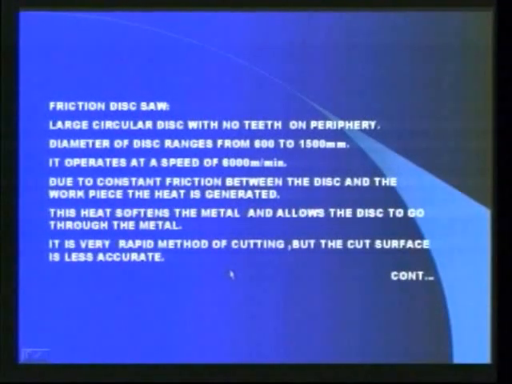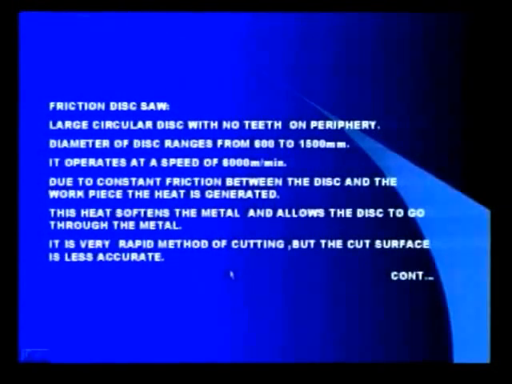Friction disc saw consists of a very large circular disc without teeth on the periphery. The diameter of the disc ranges from 600 to 1500 mm and operates at a rim speed of about 6000 meters per minute. Due to constant friction between the disc and the workpiece, heat is generated which is sufficient to soften the metal and allows the disc to go through the metal.